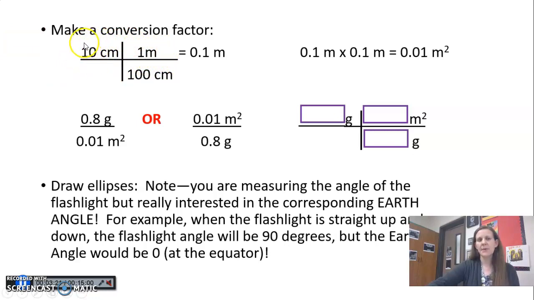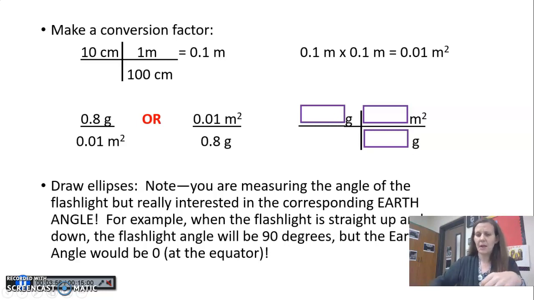So we first make a conversion factor here. 10 centimeters, which is the length of this one side right here, and we need to convert that to meters. So 1 meter is equal to 100 centimeters, and here using our dimensional analysis, we are going to cross out the centimeters and say 10 divided by 100 equals 0.1 meter.